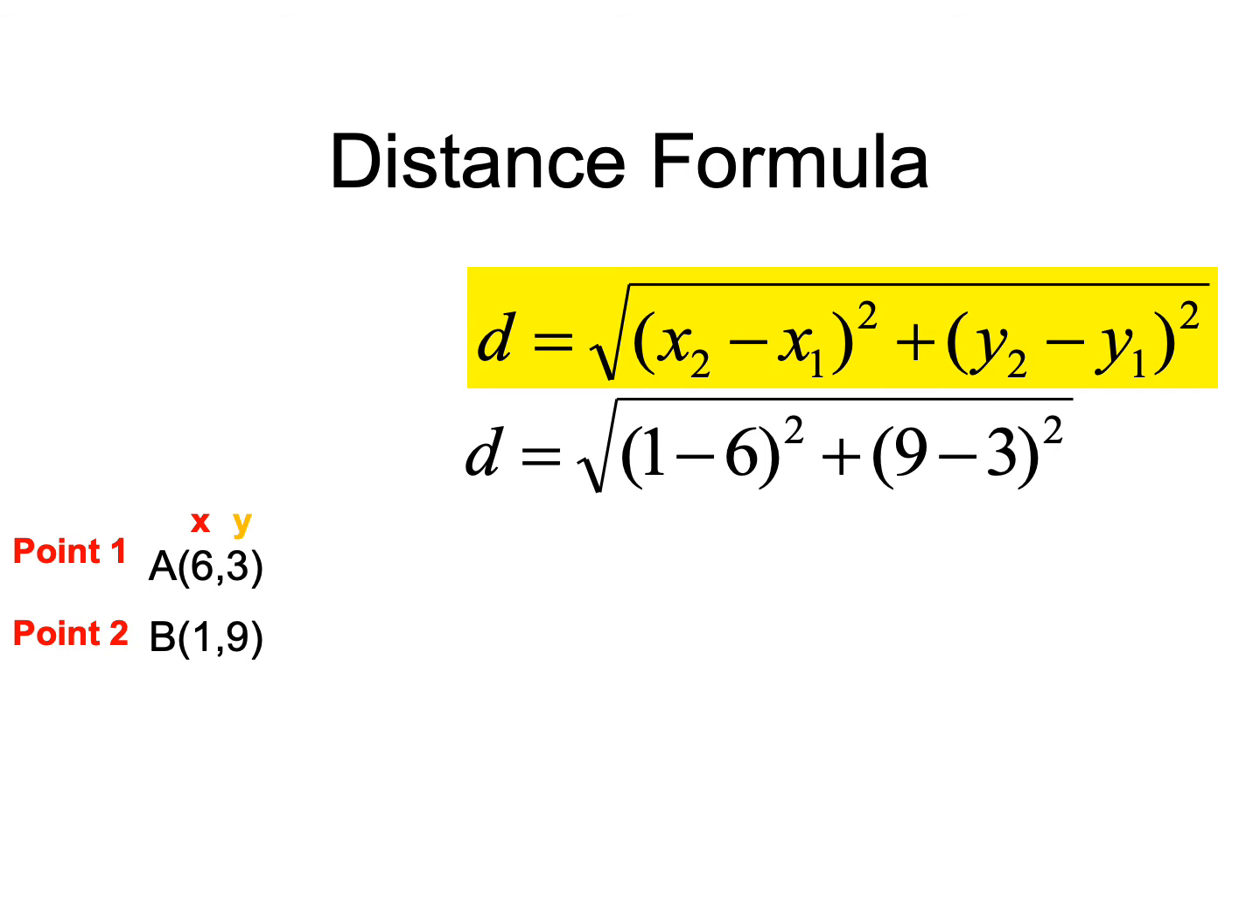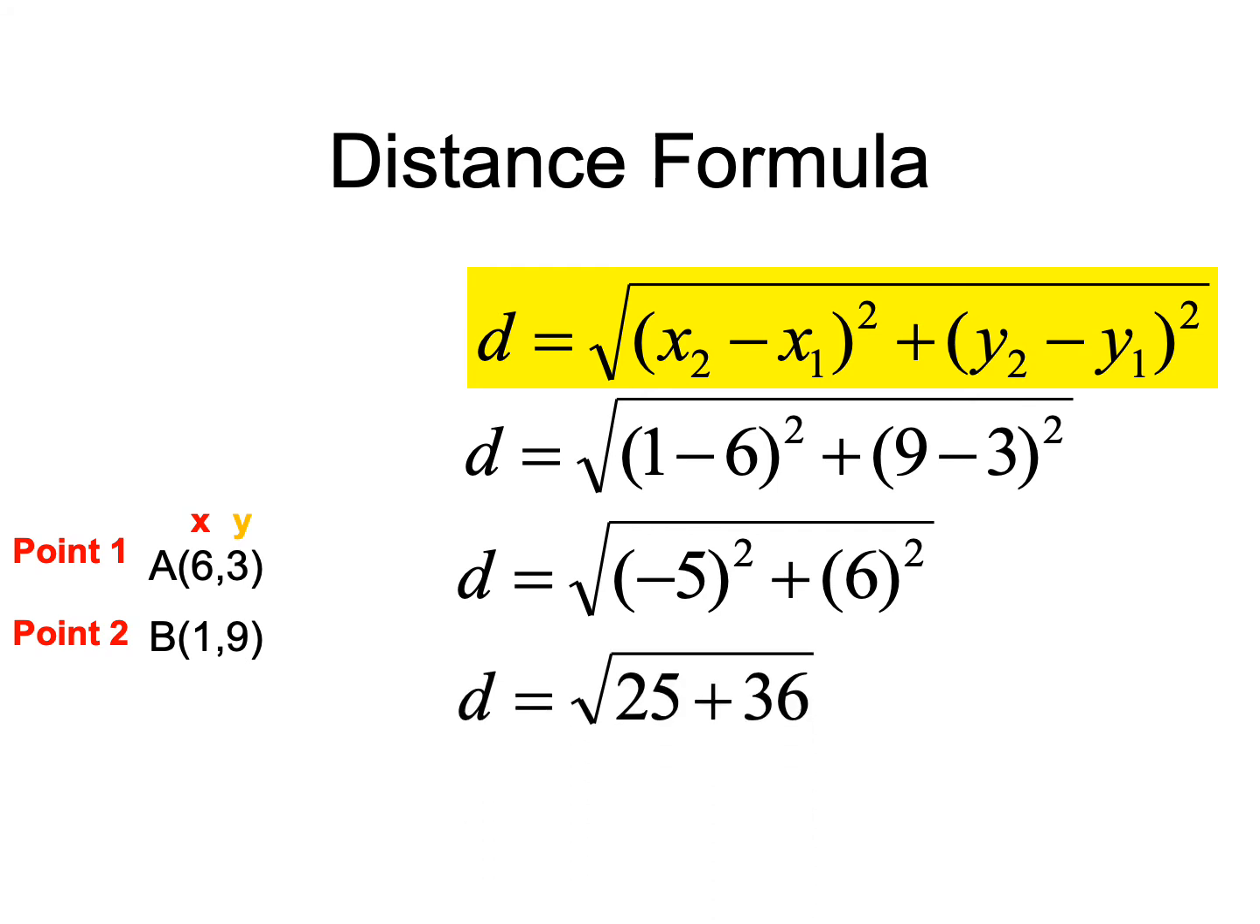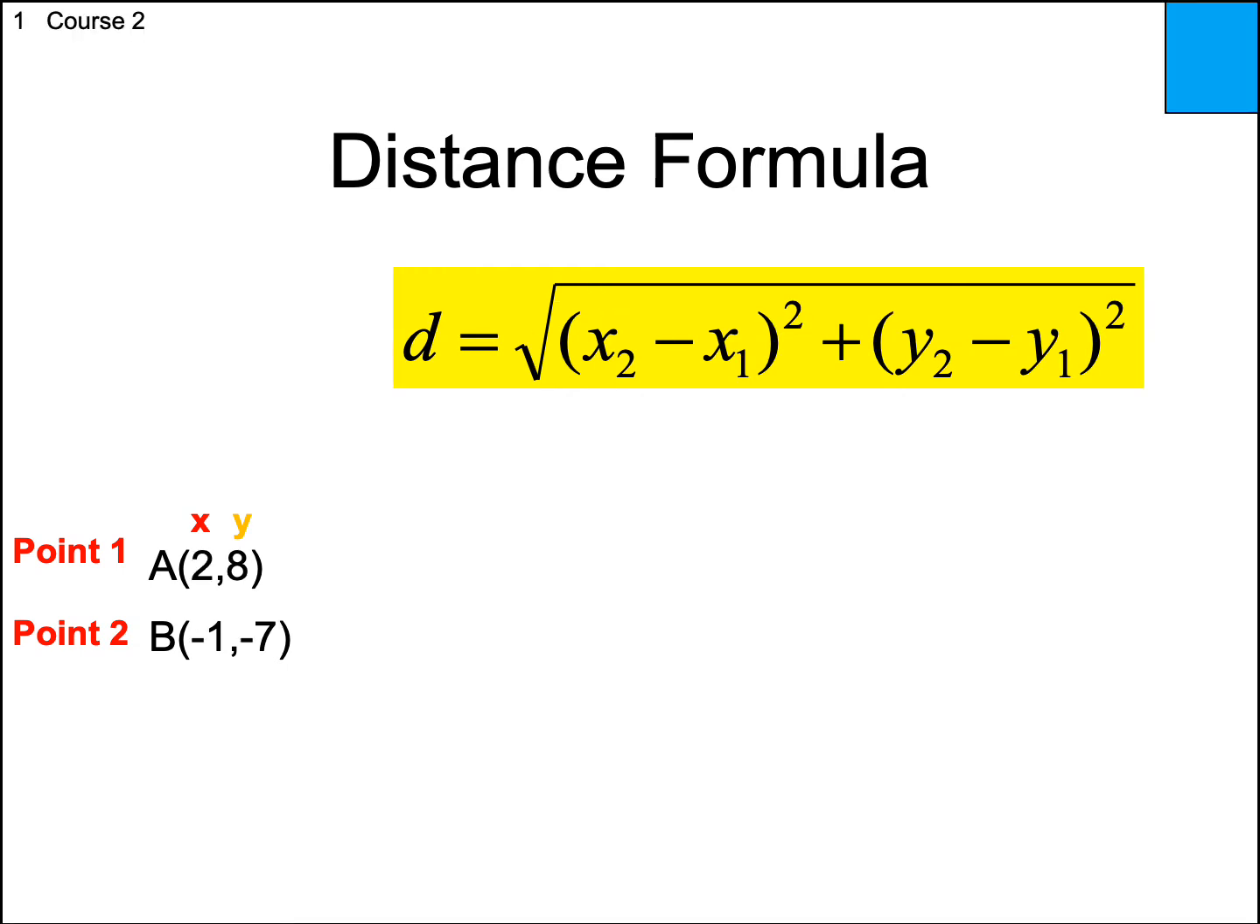Now we follow order of operation, PEMDAS. We do 1 minus 6 is negative 5. 9 minus 3 is 6. We square both of those values. Negative 5 times negative 5 is 25. 6 times 6 is 36. We add those 2. We grab our calculators, take the square root, round to the nearest tenth, and we are done. The more challenging ones, let's do this one together.